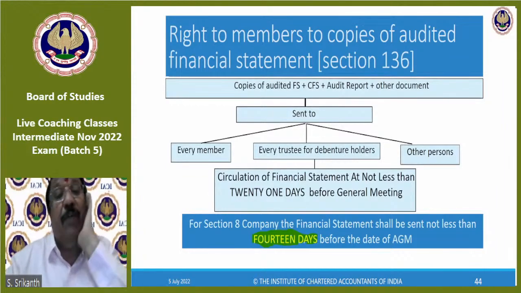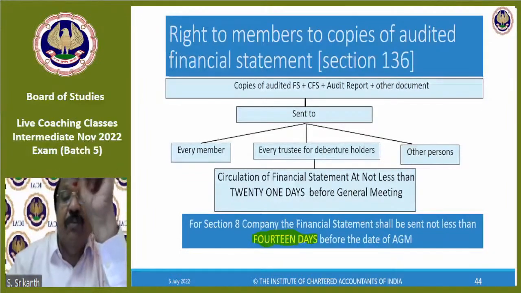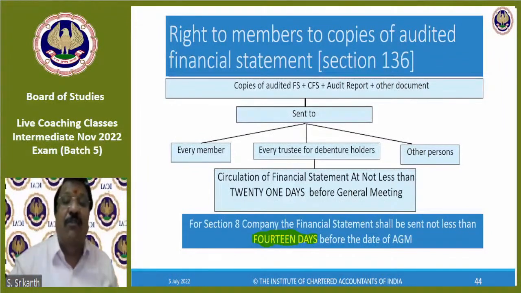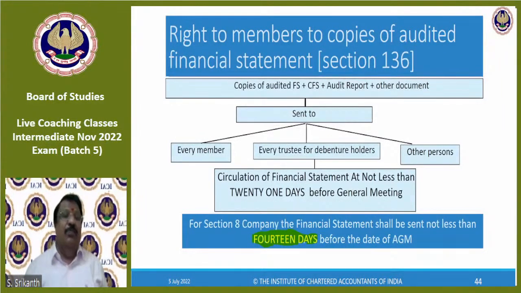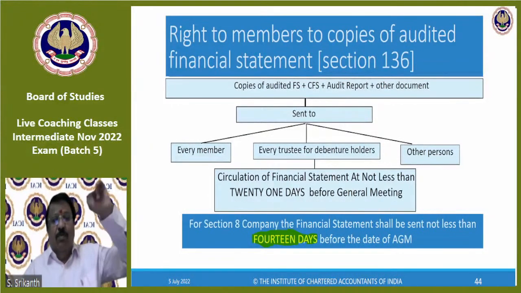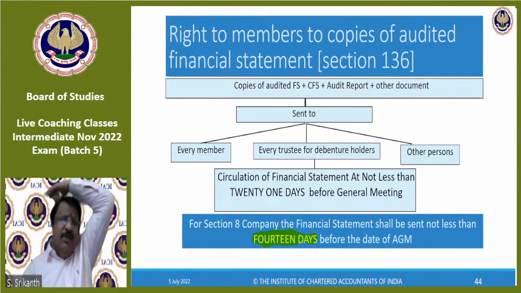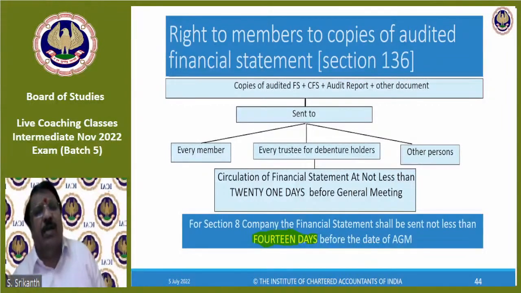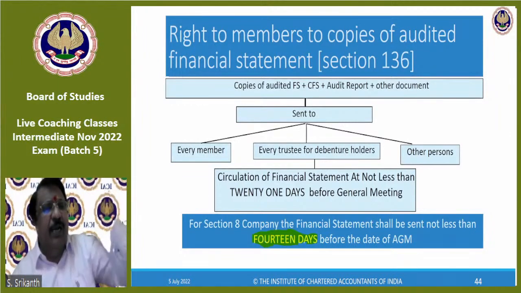For a Section 8 company, if you remember, the AGM notice could be given 14 clear days before the meeting. There was an exemption for Section 8 companies, and the same applies here: the financial statement can be sent 14 days before the date of the AGM. These two are very closely linked. One of the important items of the agenda at the AGM is the adoption of the financial statement, together with the auditor's report, director's report, etc.